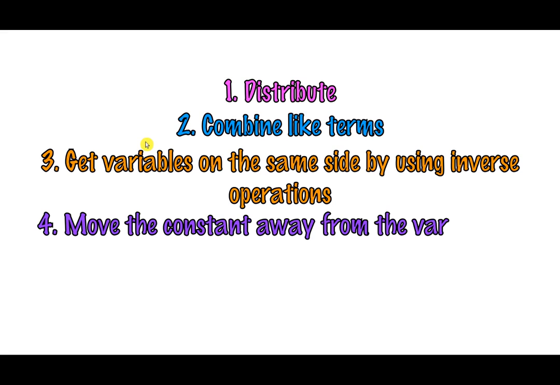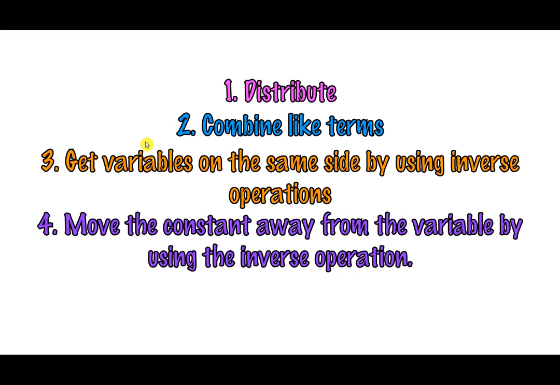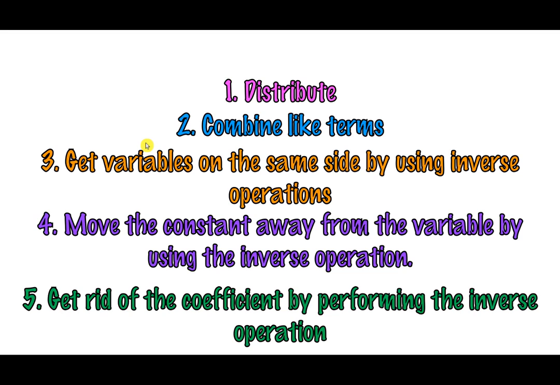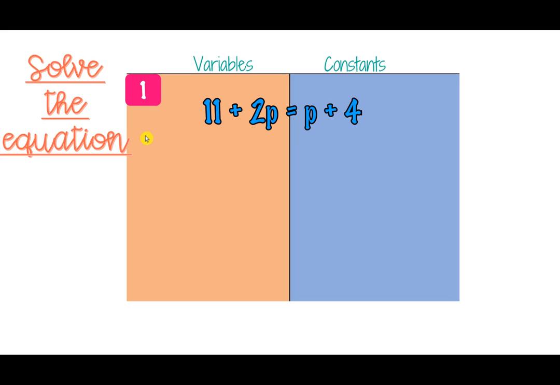We also want to move the constants away from the variable by using inverse operations, meaning we want variables on one side of the equation and constants on the other side of the equation. And when we have that variable on that one side of the equation, we want to get rid of the coefficient by performing inverse operations.